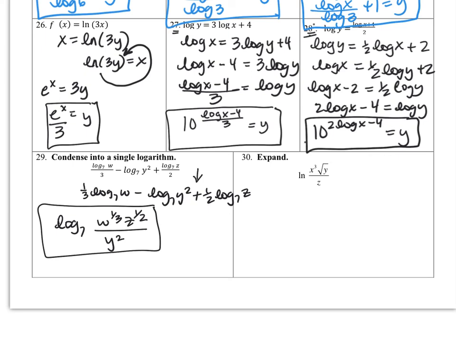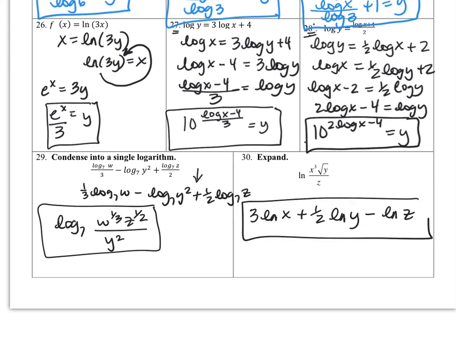And then this last one we're expanding, so I know this is 3 ln x plus 1/2 ln y minus ln z. So once you realize what they are, it's pretty straightforward.